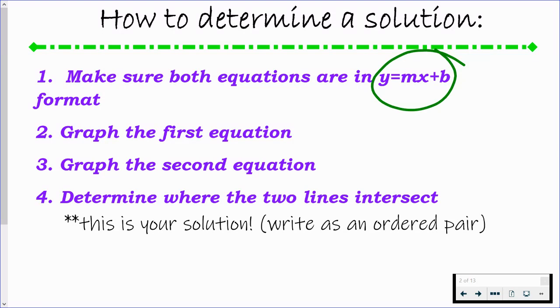Once the equations are in slope-intercept form, you're going to graph the first equation. Then you're going to graph the second equation. And in order to determine the solution, you want to see where the 2 lines intersect. Wherever they intersect, that is your solution. And you're always going to write your answer as an ordered pair.